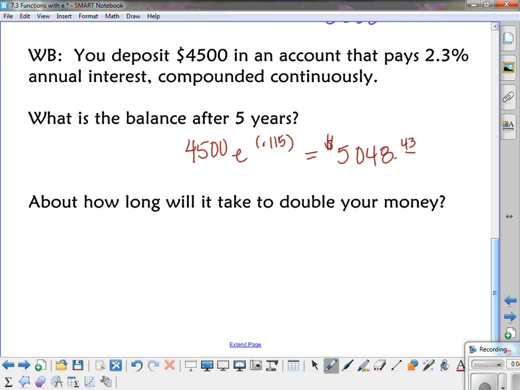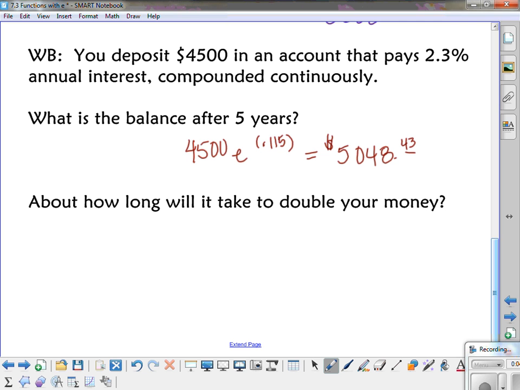So what would double your money be? $9,000. 4,500 times 2. You mean from the original number? From the original number, yeah. So from the original deposit of $4,500, how long will it take you to get to about $9,000? Okay, so now you've got to work backwards a little bit.